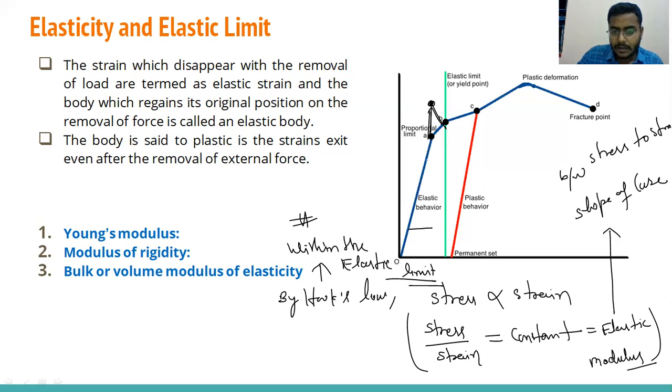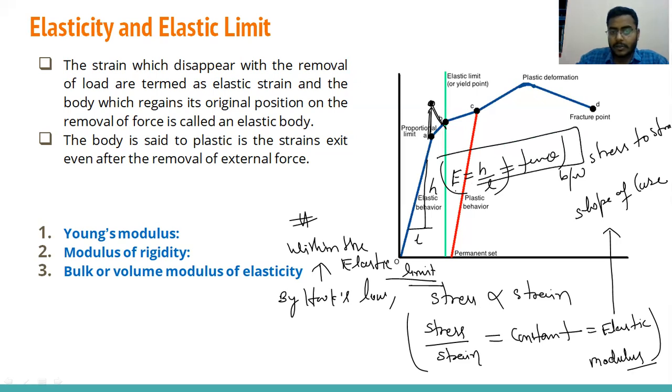Suppose this length we have L and this we have H. So the elastic modulus, in short I am representing E, we can write H by L. So the slope H by L, and so we can write theta, we can calculate. This slope will give us the elastic modulus. Suppose this is theta, we can get this value.